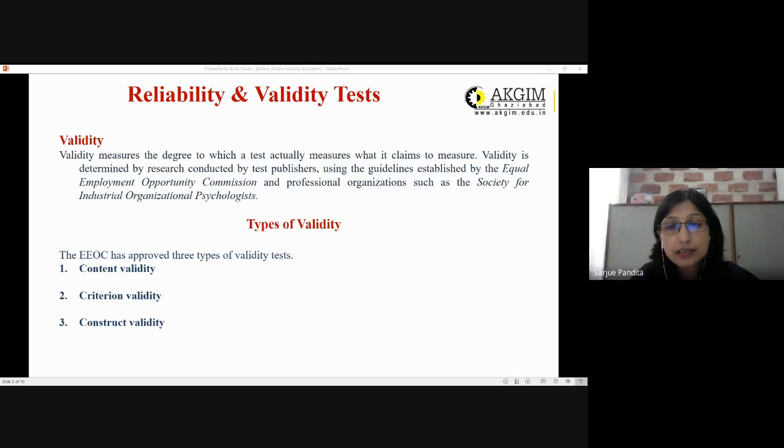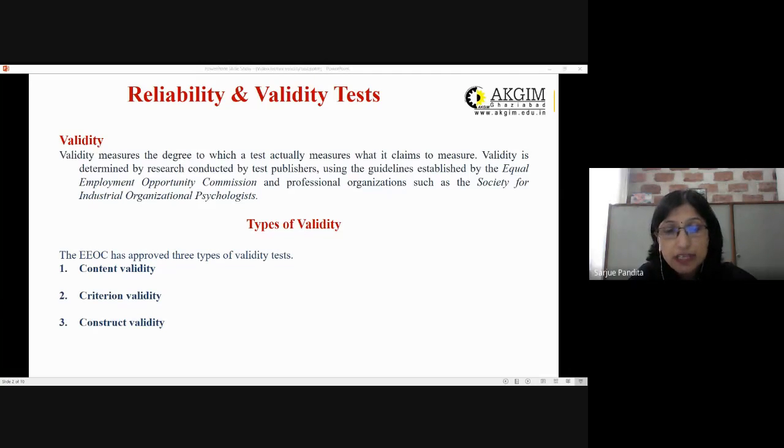Construct validity identifies the dimensions of the test, whether they are related to each other or not. For example, let us suppose honesty and dependability are not the same, but they are related as part of a person's personality and behavior. If a person is honest, that means his dependability on other persons, maybe co-workers, or maybe the resources, so you are constructing, you are correlating one particular dimension with the other.